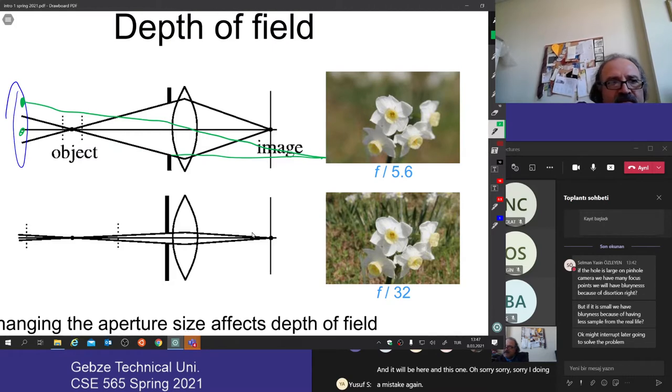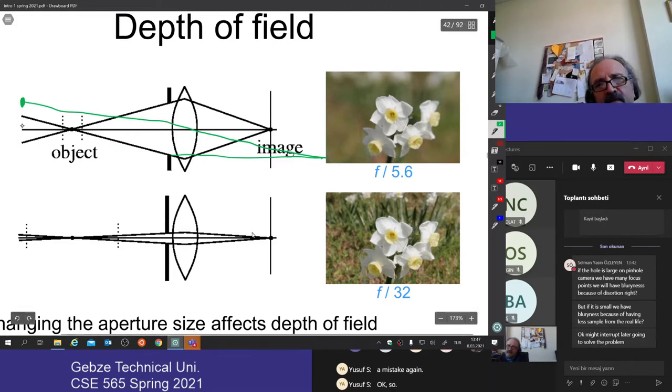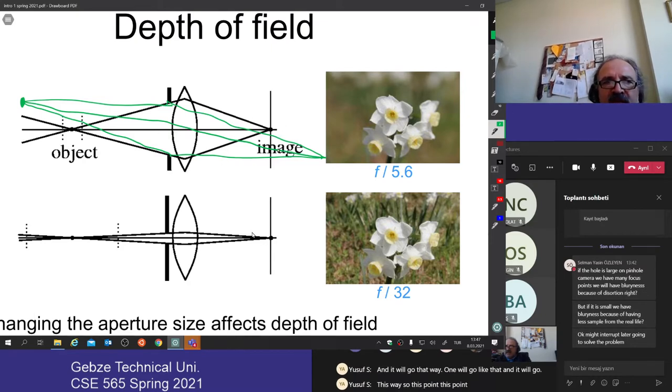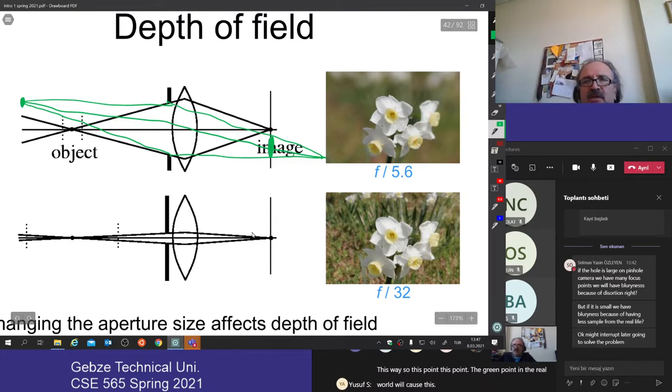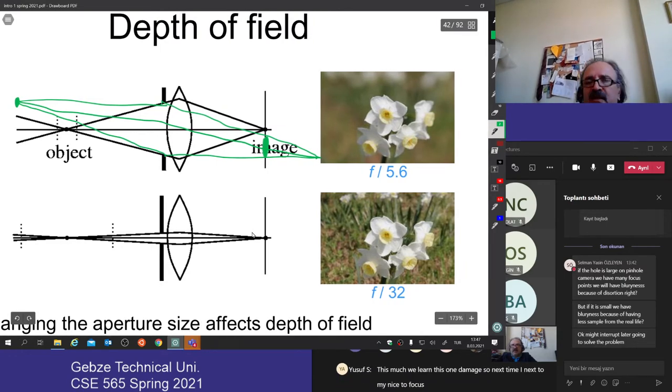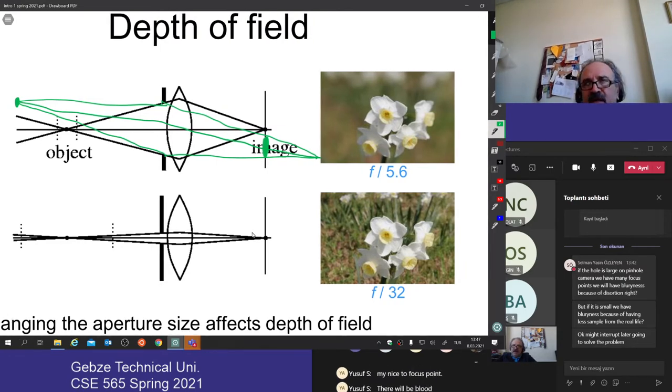Okay, so this one will go like that, and it will go that way. One will go like that, and it will go this way. So this point, the green point in the real world, will cause this much blurriness on the image. So next to my nicely focused point, there will be a blurry image part.